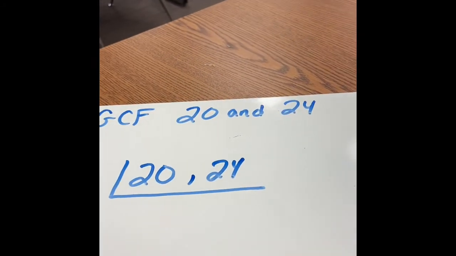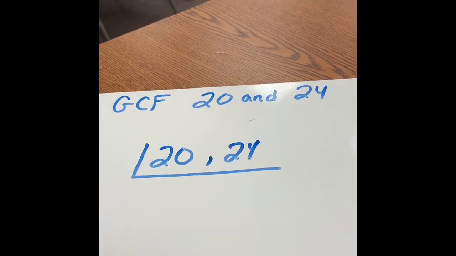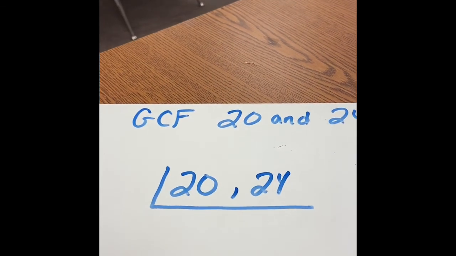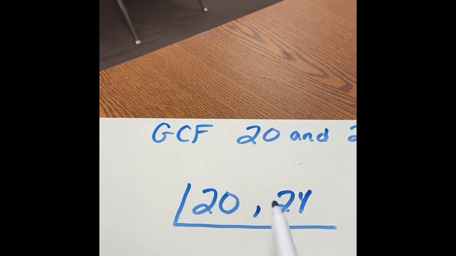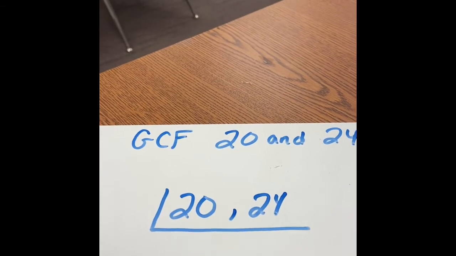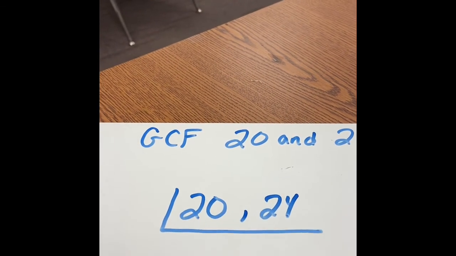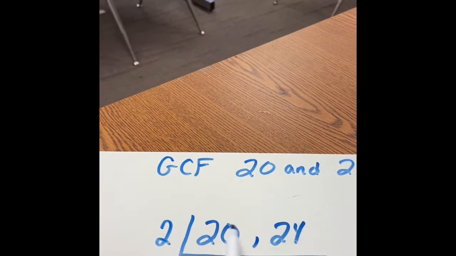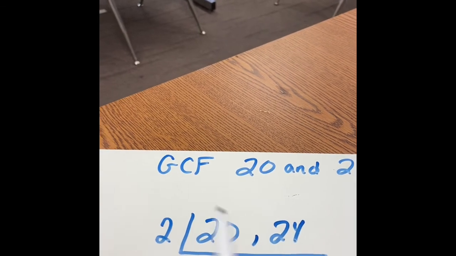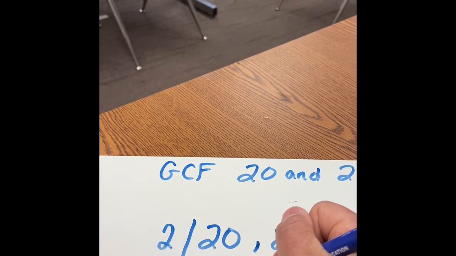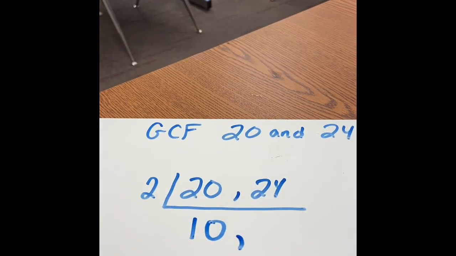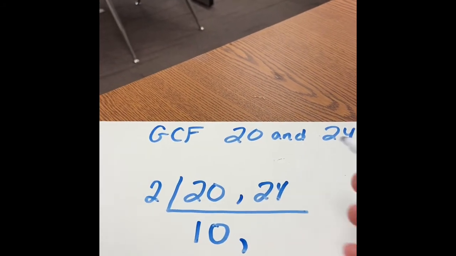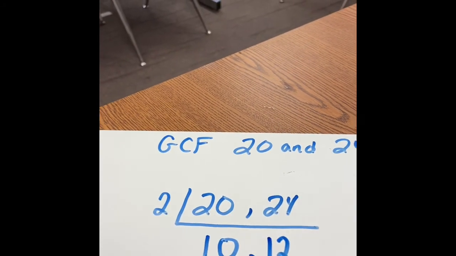Now let's find the GCF using the ladder method. If you look at it, it looks like a what? It looks like an upside down division sign, doesn't it? So now we're going to look at 20 and 24. What can factor out of 20 and 24? Well, they're both even numbers, aren't they? So let's factor out a 2. Now, 20 divided by 2 gives you what? 10, doesn't it? Okay, so put the 10 underneath the 20. Now, 24 divided by 2 gives you what? 12.